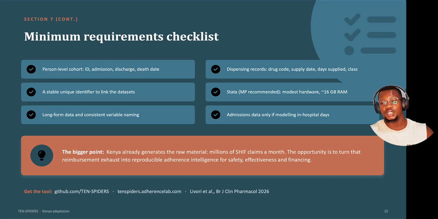Starter, of course, you have to at least know how to even use it. Admissions data only if you're modeling in hospital days, okay? As for starter, it's straightforward. Maybe we'll do a video on the same if we get a demand.